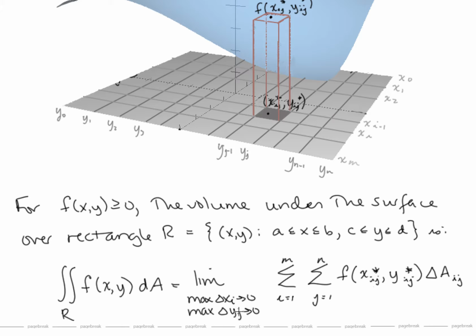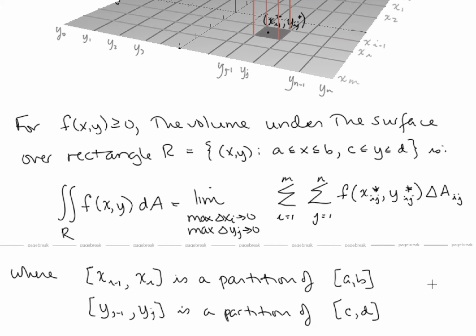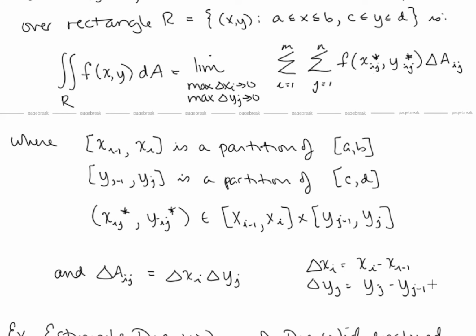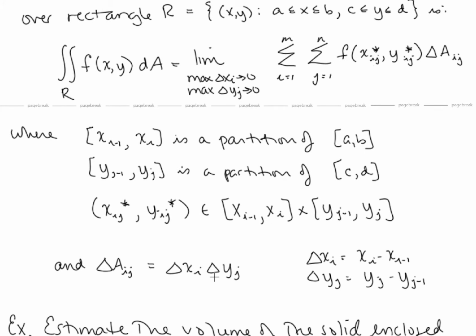So this is saying the distance between the x's and the distance between the y's are going to 0. We're taking the sum over i and j of the volume of that rectangular box. And so that's given by the height multiplied by length and width. So delta Aij is delta xi times delta yj. That's just the area of that small rectangle.